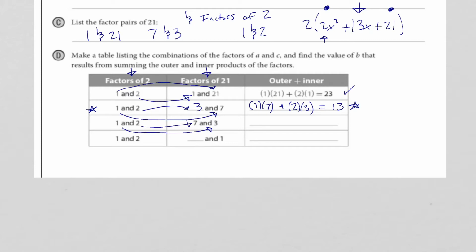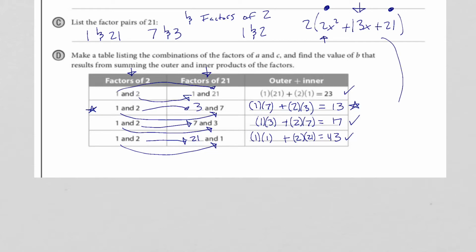1 and 3 and 2 and 7 is 1 times 3 plus 2 times 7. What is that, 14 plus 3, 17? Nope, that doesn't work. And here's 21 and 1. So we could also try 1 times 1 plus 2 times 21. And you get 42 plus 1, 43. And that doesn't work either. So we're going to break this down here.